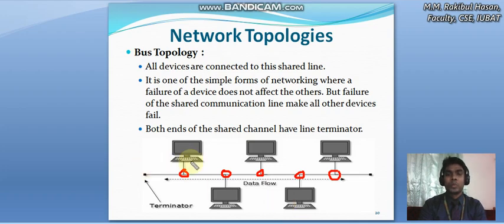Okay, you can send data from one computer to another computer, but failure of the shared communication line makes all other devices fail. Suppose you have any problem in this backbone or in this shared line, then the whole network will be down. Okay, and both ends of the shared channel have a line terminator. So here we have one line terminator, you can see. And here we have another line terminator. So on both sides we have two line terminators, right? So this is the basic concept of bus topology.